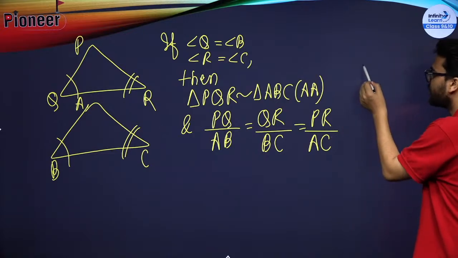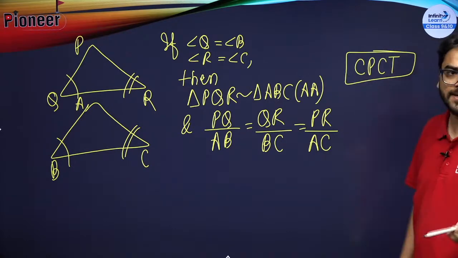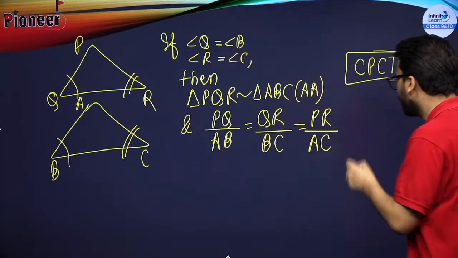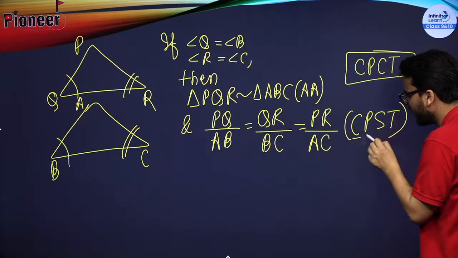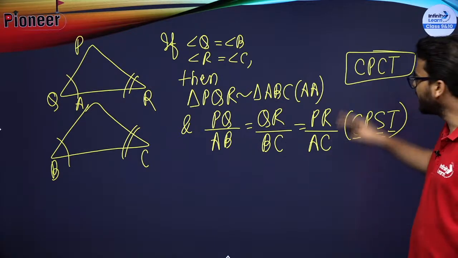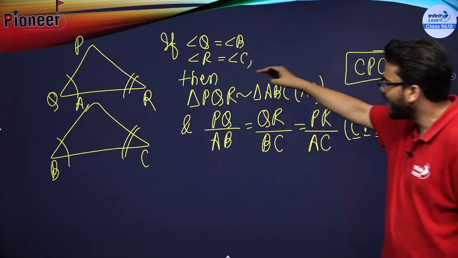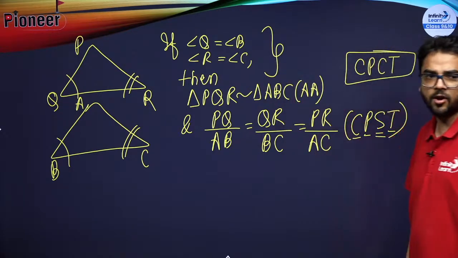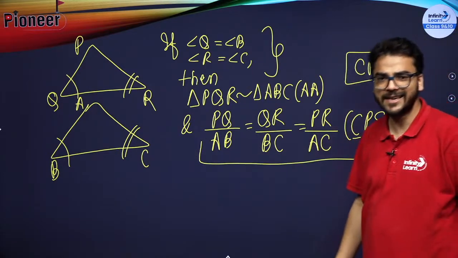And you must remember that in congruency you used to write CPCT, corresponding parts of congruent triangles. Over here you will write CPST, corresponding parts of similar triangles. In congruency you write CPCT, corresponding parts of congruent triangles. So these two triangles are similar by the AA similarity criterion. Because two corresponding angles are equal, obviously they are similar and the ratio of corresponding sides will be equal as well. I hope this thing is clear.